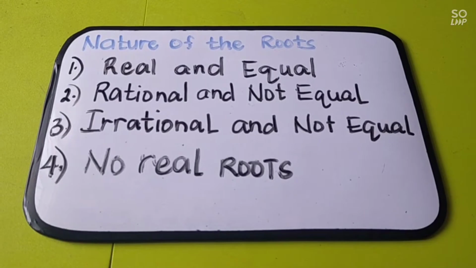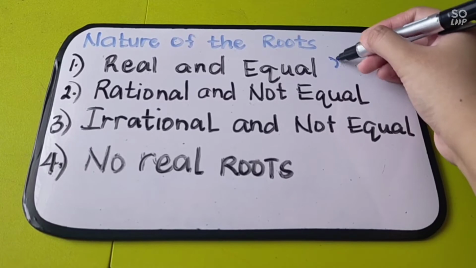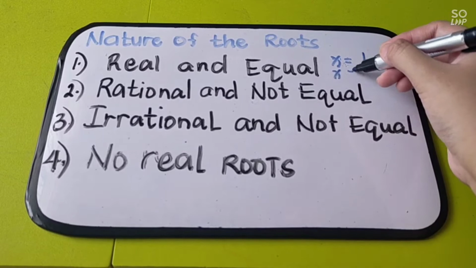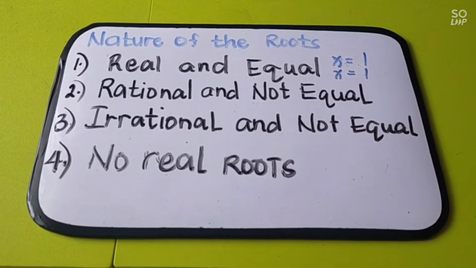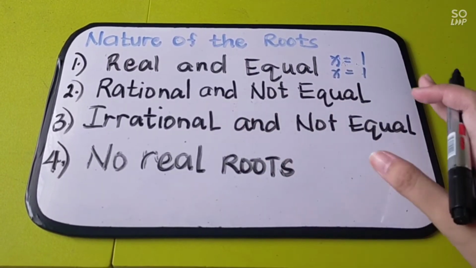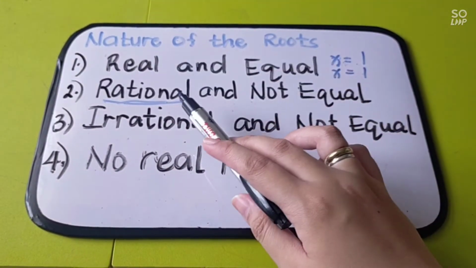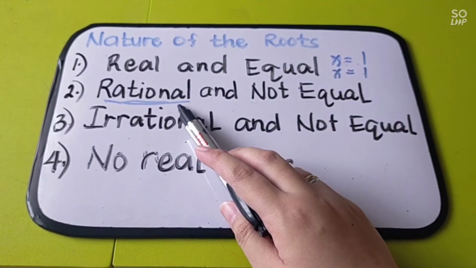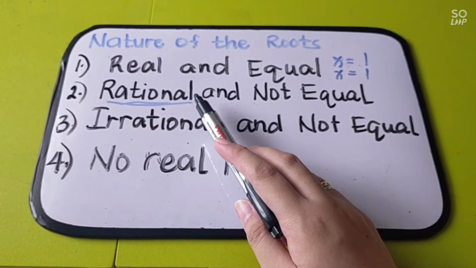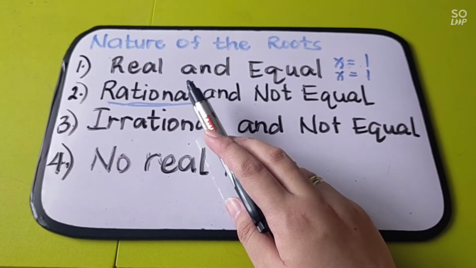Tama ba? Dito kay number 1, when you say real and equal, ang nakukuha nyong x ay parehas na number. For example, x is equals to 1, yung isa mong x, and the other one is also 1. Okay, yun yung sinasabi niyang real and equal. Number 2 tayo. Rational and not equal. When you say rational, it is composed of whole numbers and fractions. Okay? So, integers and fractions yan.